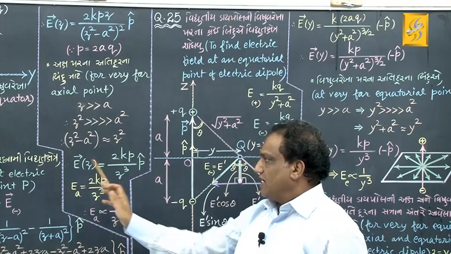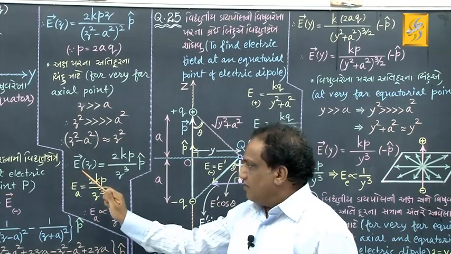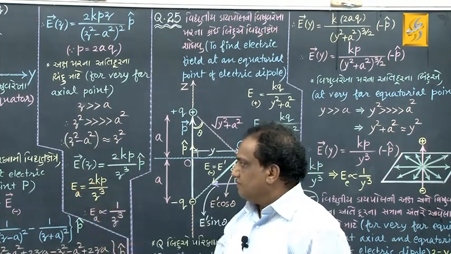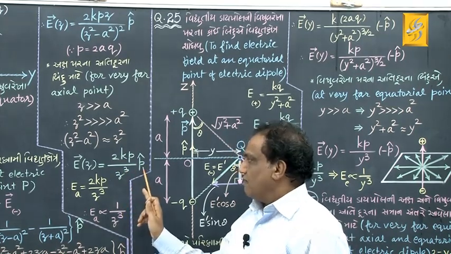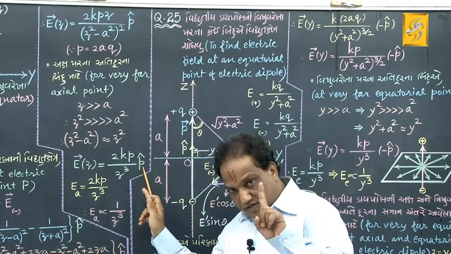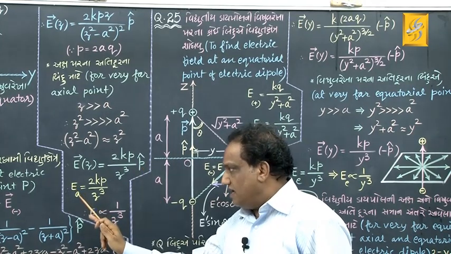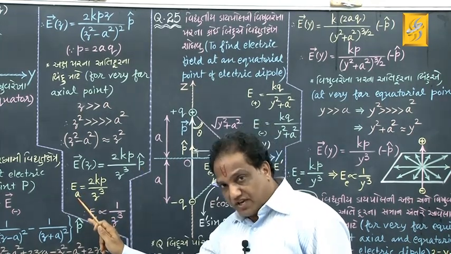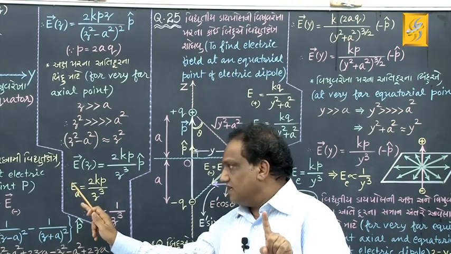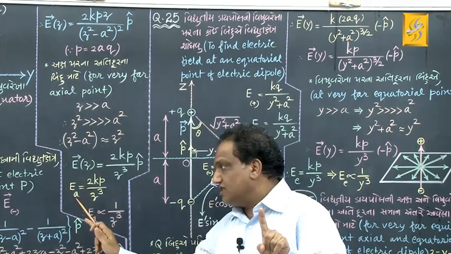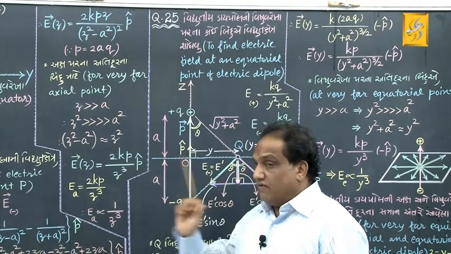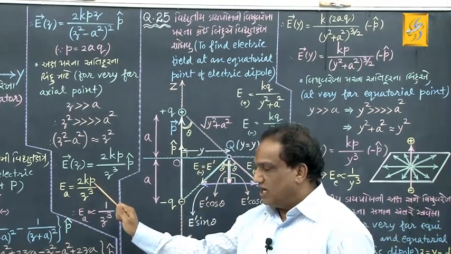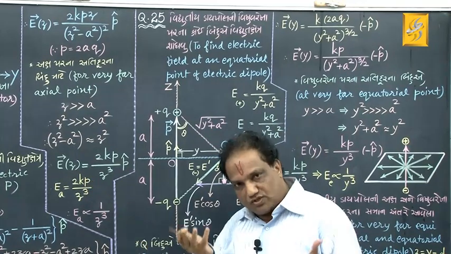Now take magnitude on both the sides. When you take magnitude here, it is E. When you take magnitude here, it is 2kp upon z cube. And when you take magnitude of a unit vector, it is 1. Where I am writing E, a should be written as a suffix just to indicate that this is the electric field on the axial point. For a given electric dipole, this dipole moment is constant, k is as such constant only.